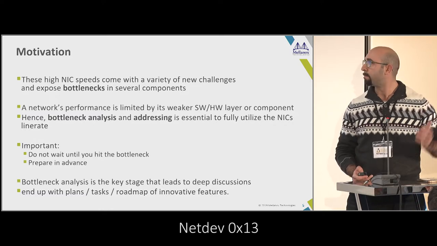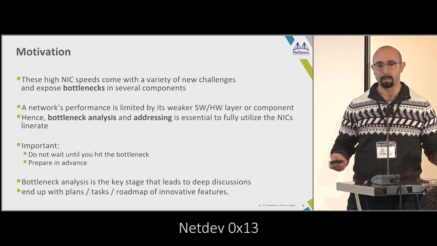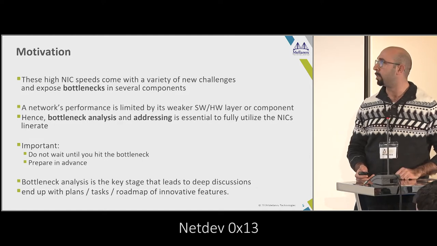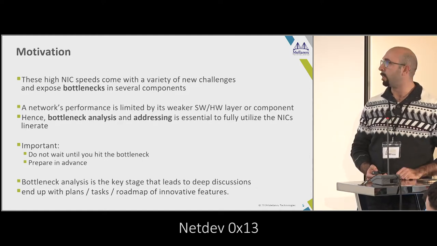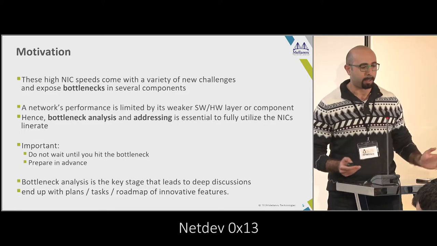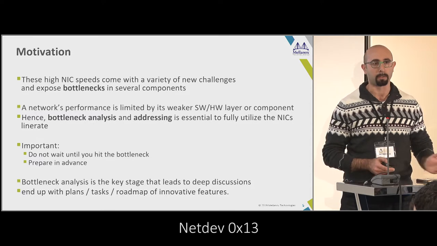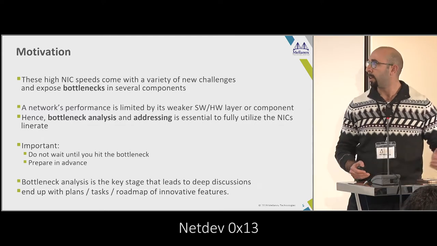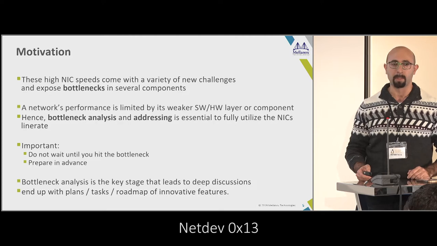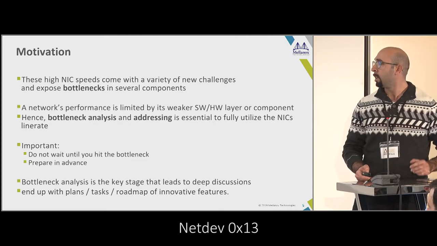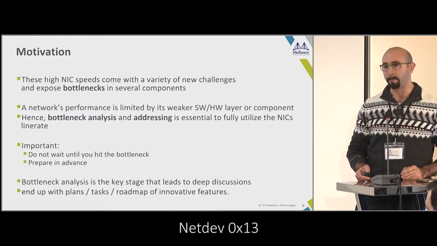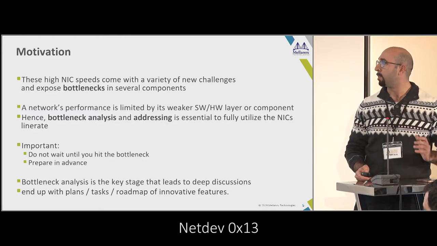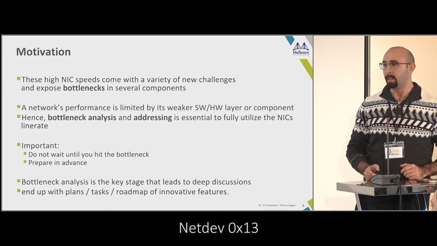So this does not come easily. You cannot just support this NIC speed with the current network stack. There are some bottlenecks that you need to deal with, and your performance is limited by your weakest component. So you need to analyze different components along the way, and you can get as fast as this component can give you. That's why I want to emphasize the importance of analyzing bottlenecks in advance. Do not wait until you hit this bottleneck, because it could be too late.